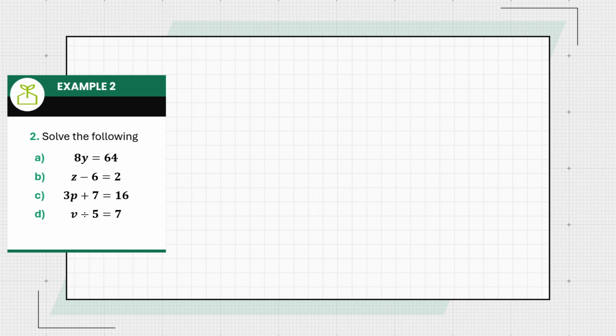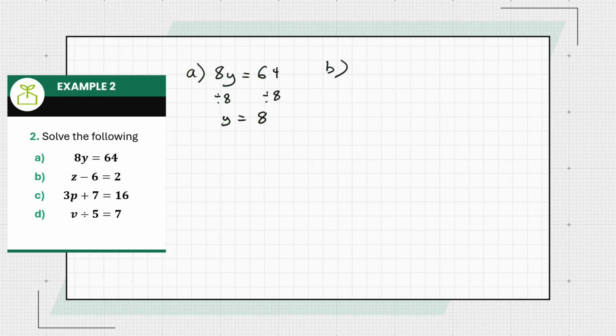Okay, let's get started. So for our first one, A, we have 8y is equal to 64. To get rid of this coefficient 8, we need to divide both sides by 8. So we're just left with y is equal to 64 divided by 8, which is just 8.